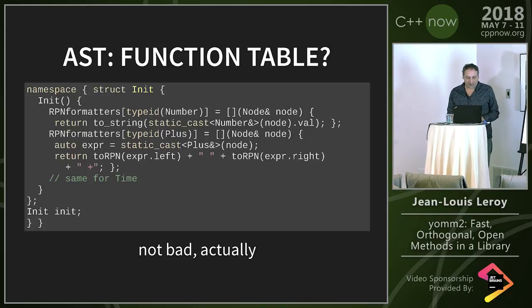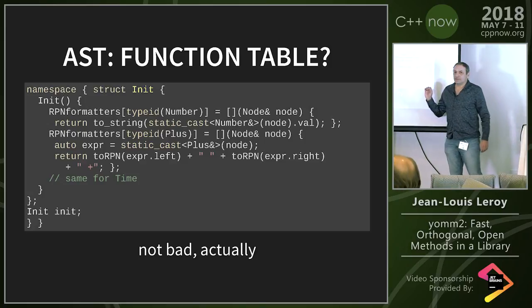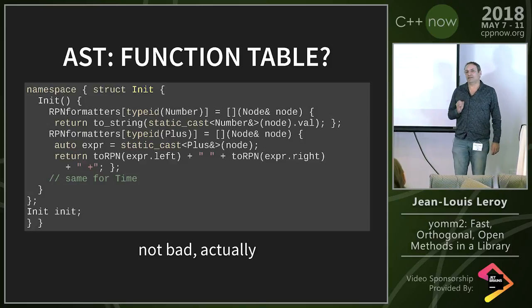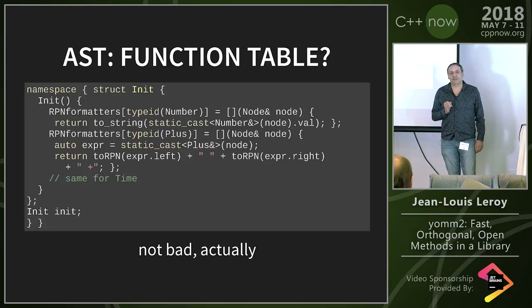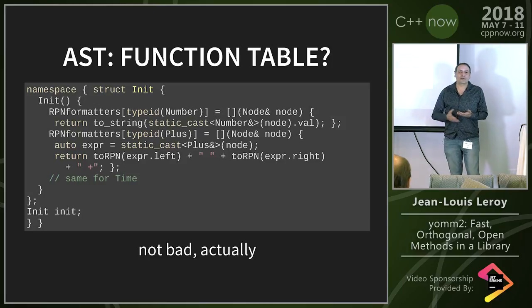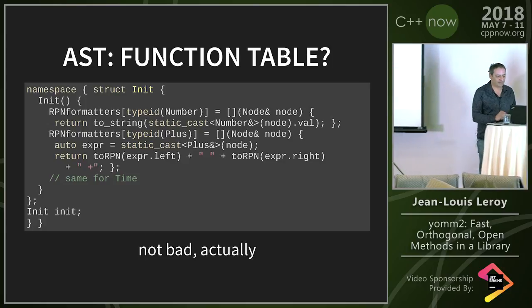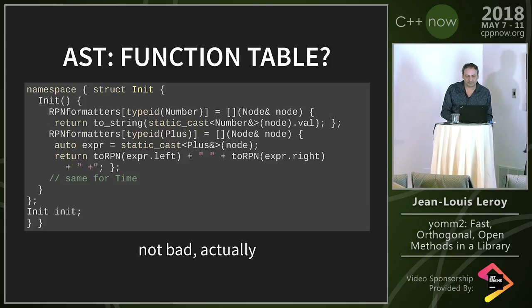There are still problems with this in that inside the formatter functions, I need to do static casts. It's quite clumsy. Also, in the solution, I cannot take advantage of inheritance. Imagine that I wanted to perform something on a node, whatever its exact subtype, right? I couldn't do it with this approach. This doesn't understand inheritance, right? But at least it's open.